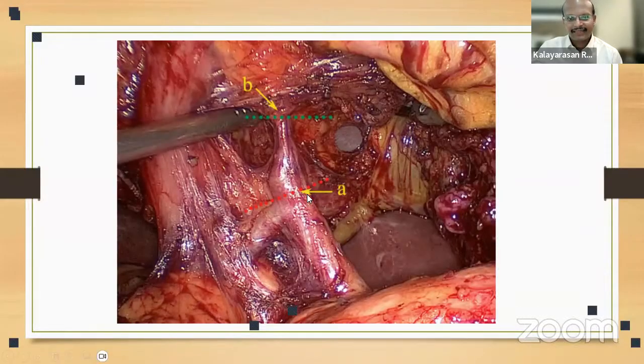So this is what I was highlighting. This is the wrong level of ligation, and this is the correct level of ligation after identifying the hepatic artery distally.